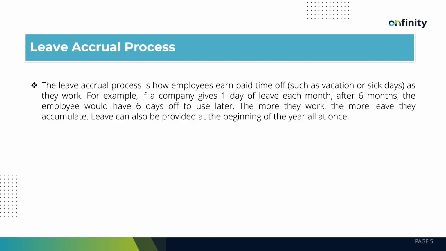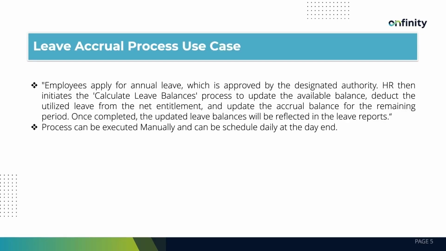Leave can also be granted at the beginning of the year or all at once. Here's the user case for the leave accrual process. Employees apply for annual leave, which is then approved by the designated authority. HR initiates the calculation of leave balances to update the available balance. This involves deducting the utilized leave from the net entitlement and updating the accrual balance for the remaining period. Once this process is completed, the updated balances will be reflected in the leave reports.